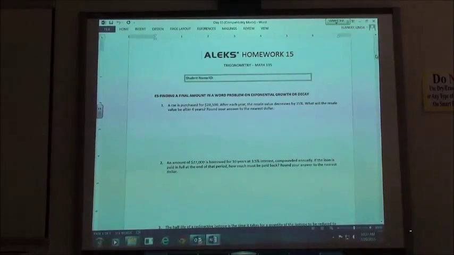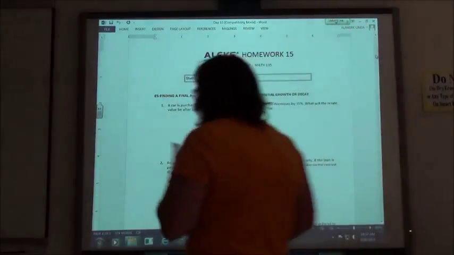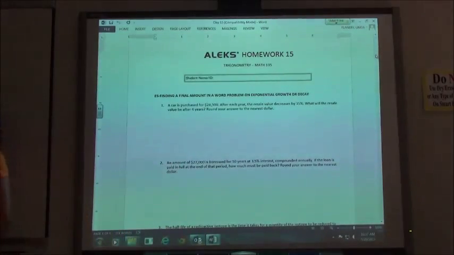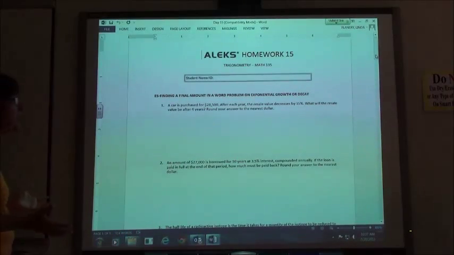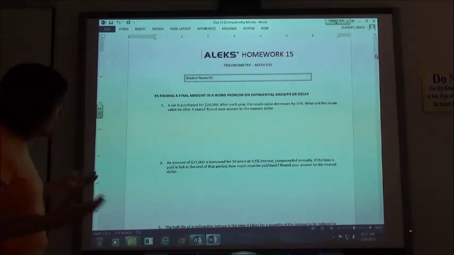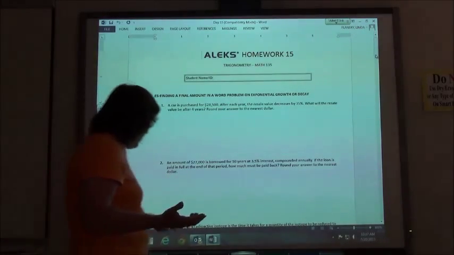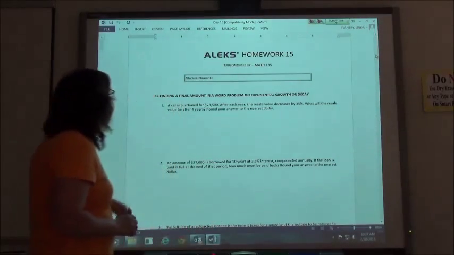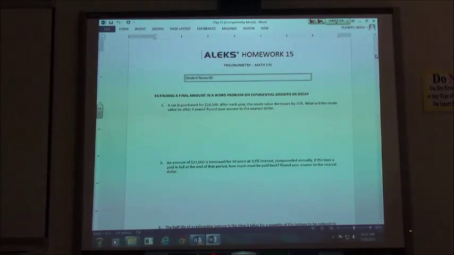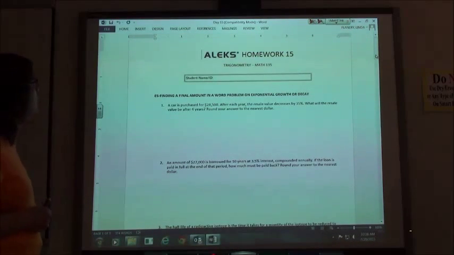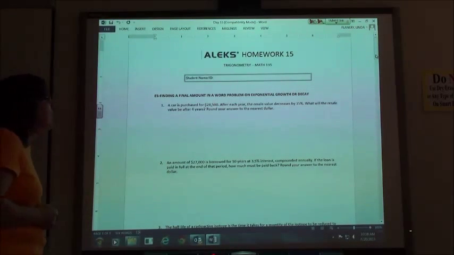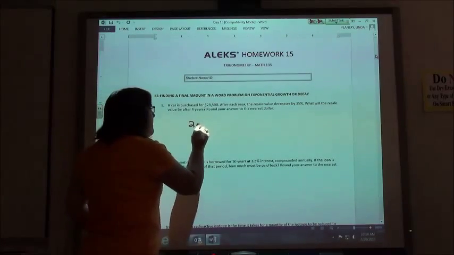So trig homework 15 now is continuing on, where we're going to have some application problems where we have to set up our exponential functions and then calculate the value. So we're finding the final amount in a word problem on exponential growth or decay. It says a car is purchased for $28,500. That's our starting amount.